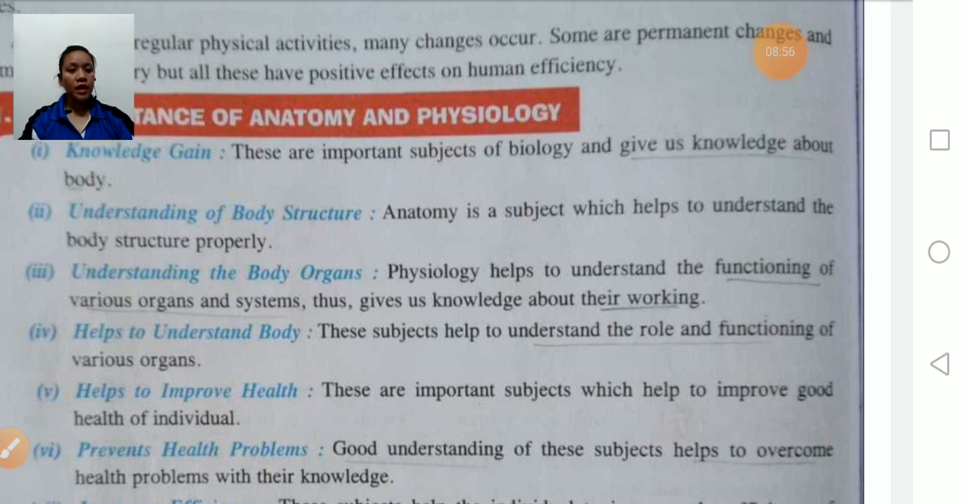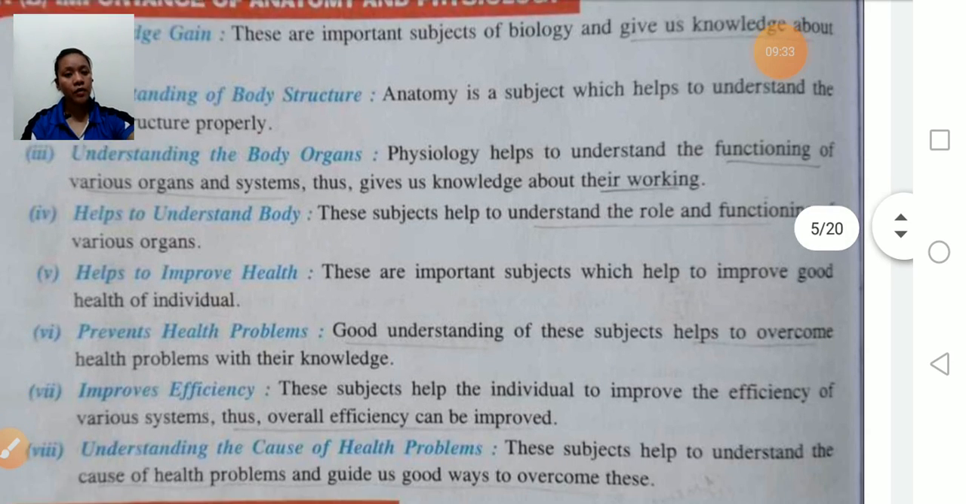Anatomy and physiology help to understand the role and functioning of various organs and systems, thus giving us knowledge about their working, which helps in understanding the body. This subject also helps to improve the health of an individual. If we know about our body, it automatically helps us to improve our health.